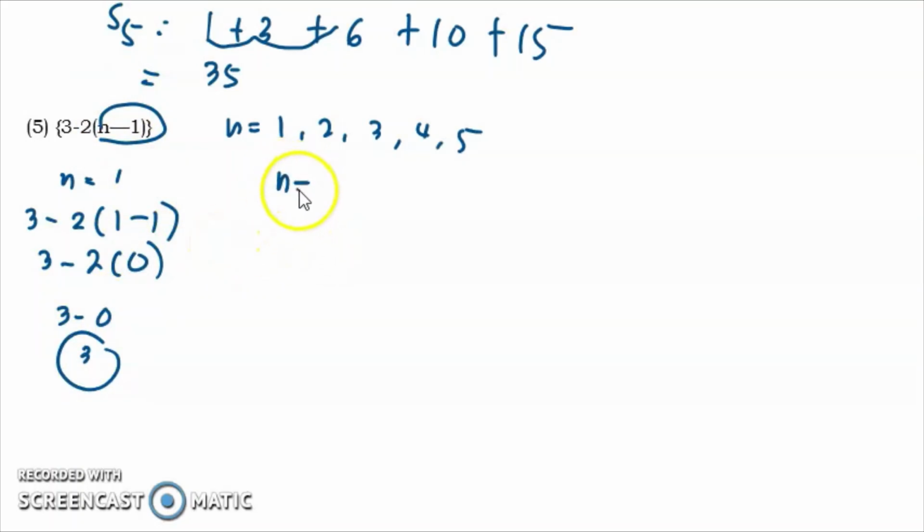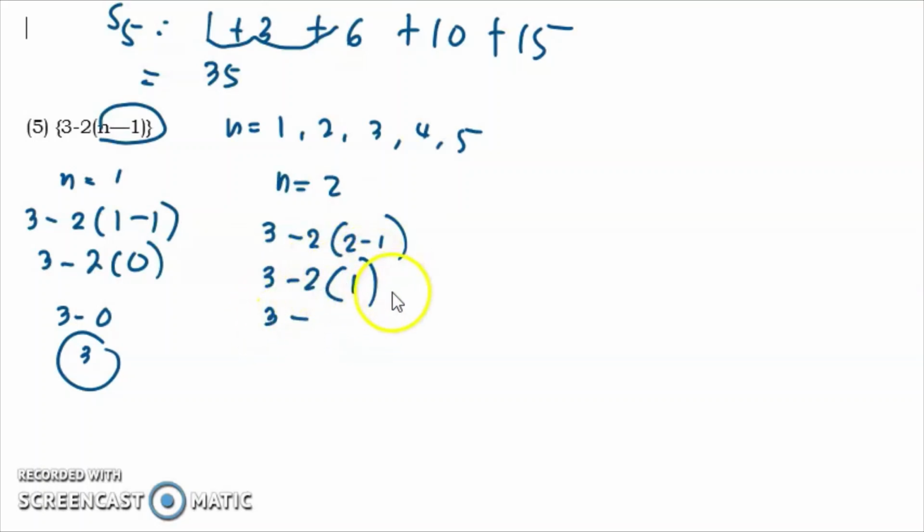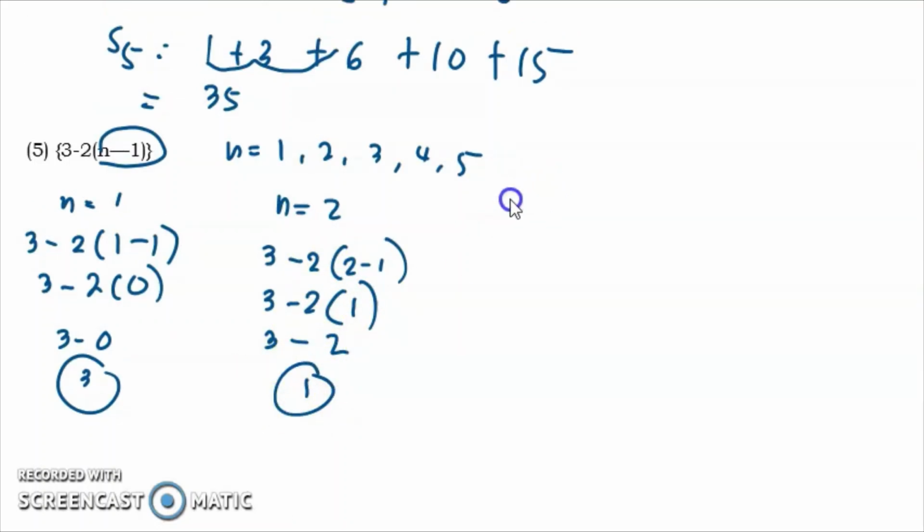Okay, so n equals 2, so 3 minus 2 times 2 minus 1. So 3 minus 2, 2 minus 1 is, tama, 1. Okay, so 3 minus 2 times 1 is 2. Okay, and then what is 3 minus 2? 1. For our third term, n is equal to 3.